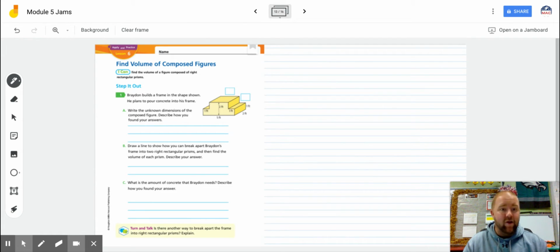Some of you are like, I have no idea what you're talking about, Mr. Mac. What is a composed figure? Well, if you look at the first example that's given there, that is one of the examples of a composed figure. All it is is two right rectangular prisms sitting on top of one another.